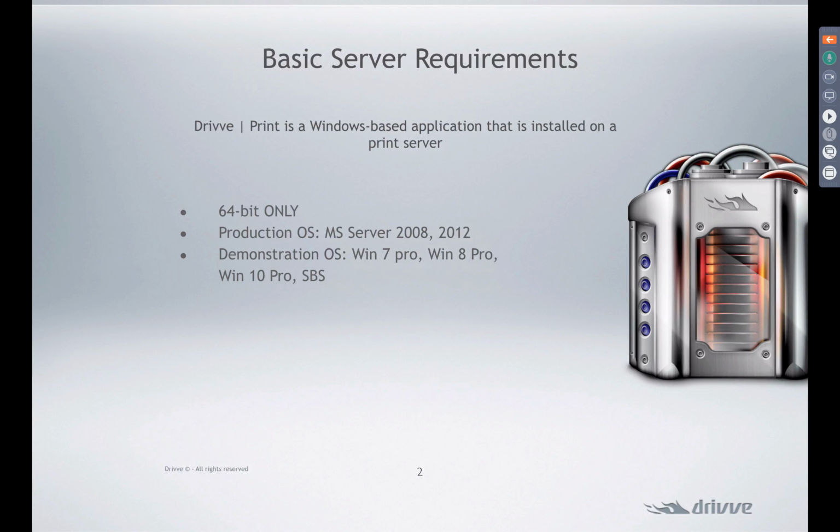As a production server, typically because it's installed on a print server, it's going to be a server OS, either 2008 or 2012. Although you can set it up on a Win 7, 8, or 10 Pro or SBS system if it's for a showroom or for demonstration purposes. Remember, however, that with Win 7, 8, and 10, you only have, I think, 20 concurrent connections. So that's not going to work very well as a print server or as a server that's handling incoming communications from MFPs and PCs.